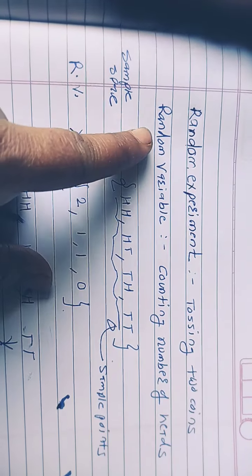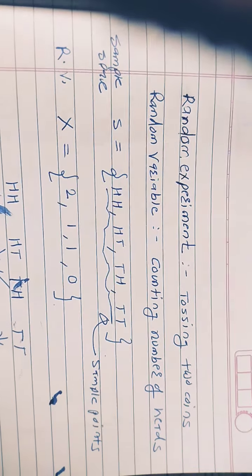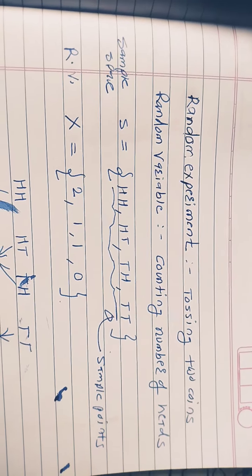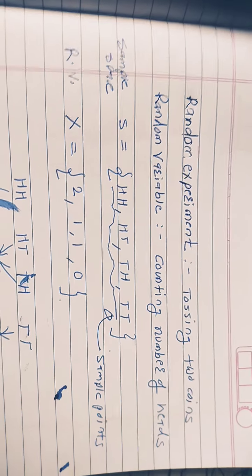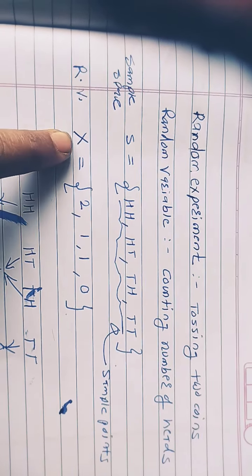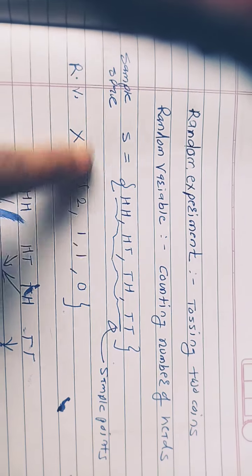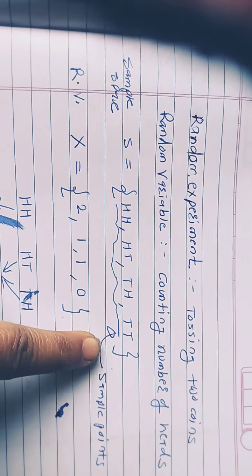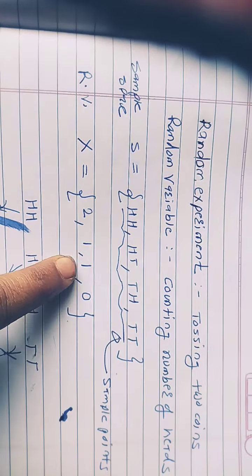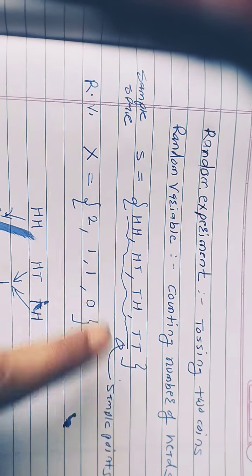After that, you have to see the definition of the random variable, or what the random variable is going to do, or what the function is. So the random variable is counting the number of heads. The random variable here is indicated by x. It counts the number of heads in the sample points. So the number of heads here are 2, here 1, here 1, and here the number of heads are 0.